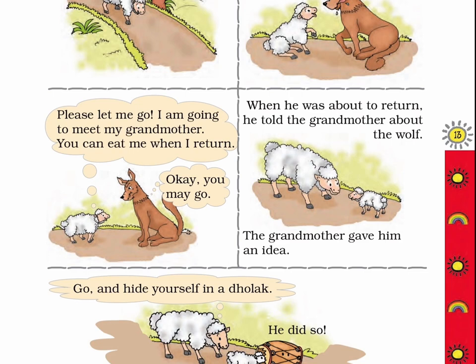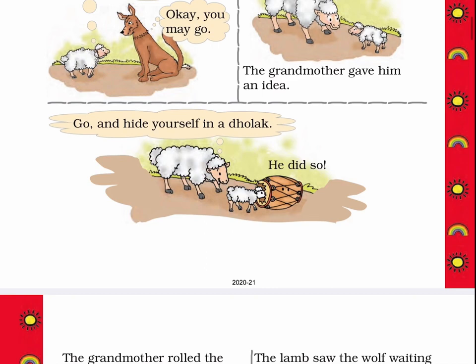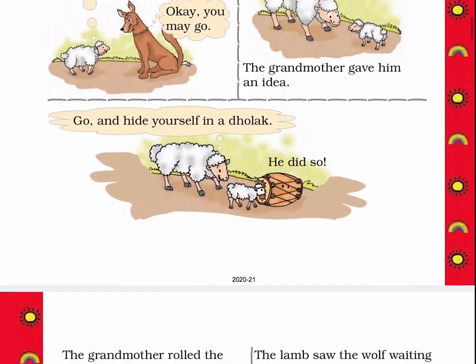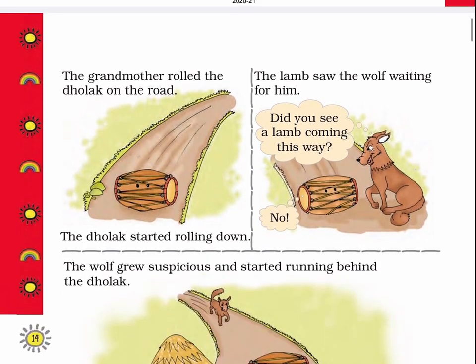Picture 4 shows lamb and grandmother standing in front of each other and talking. The grandmother gave him an idea. Go and hide yourself in a dholak. He did so. Picture 5 shows lamb going inside dholak and grandma looking at him. Page 14.